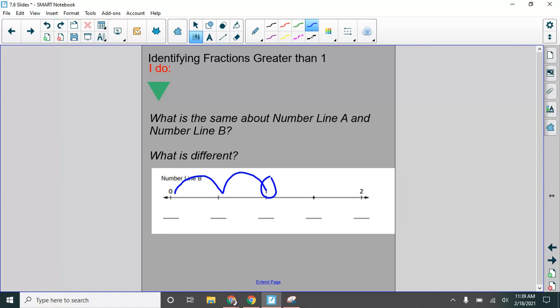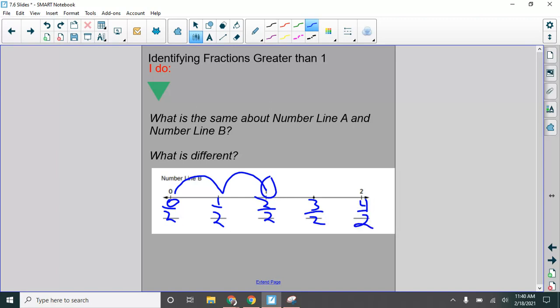Okay? Because we're only figuring out how many parts 1 is divided into. So how many jumps did I do? 1, 2. So I know that this is going to be counting by halves. The denominator is going to be 2. 0 halves. 1 half. What goes here? 2 halves, right? 2 halves is equal to 1 whole. We saw that on our math message problem. Here's 3 halves. And here's 4 halves.